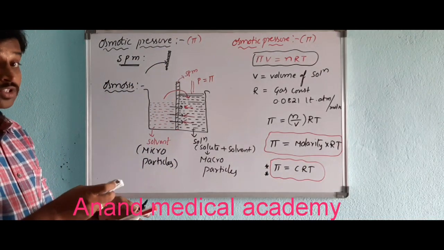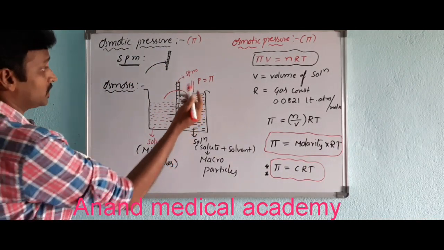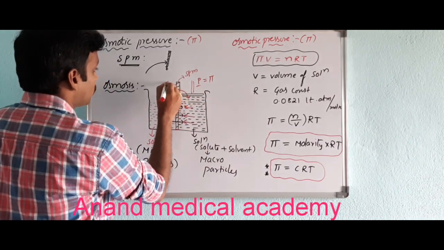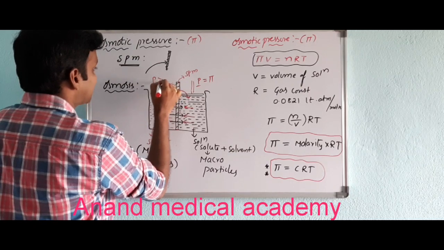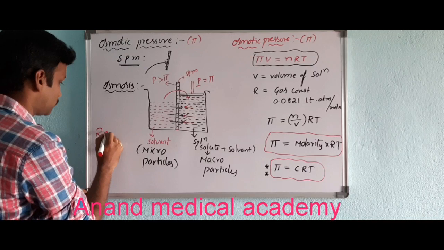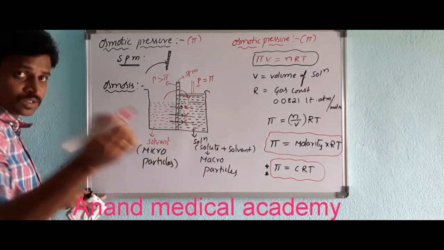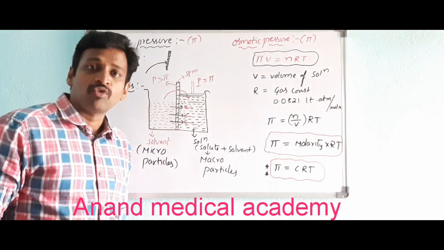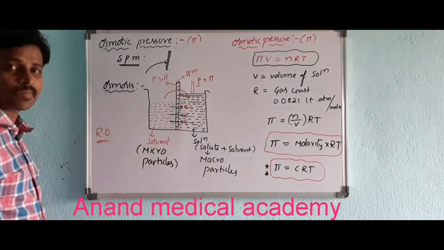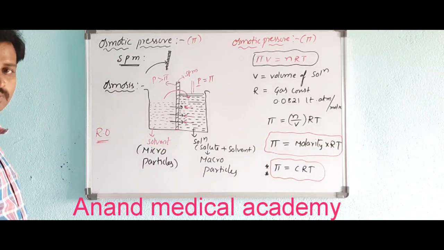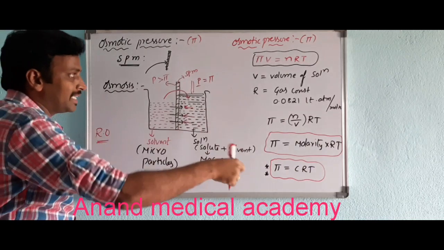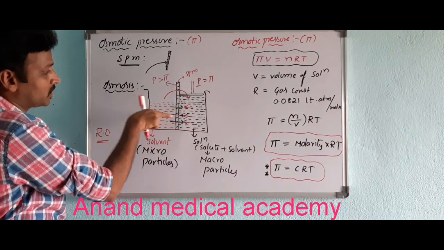One more is there, reverse osmosis, a process you know. If the pressure you are applying, P, is greater than pi, you have one more process, that is reverse osmosis. The RO system is used for purification of water and more. When reverse osmosis takes place, the applied pressure is greater than the osmotic pressure, the flow pressure.